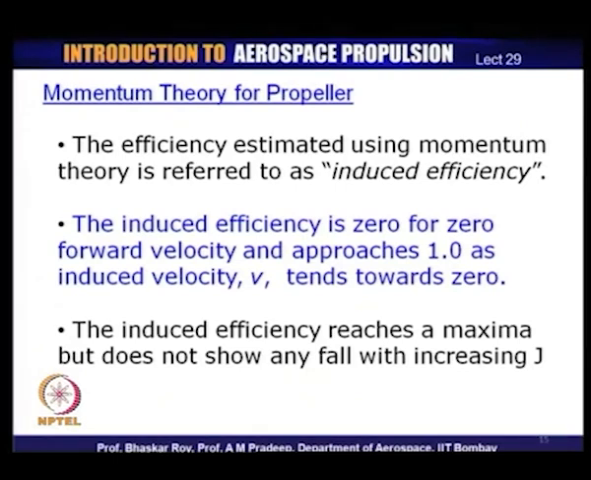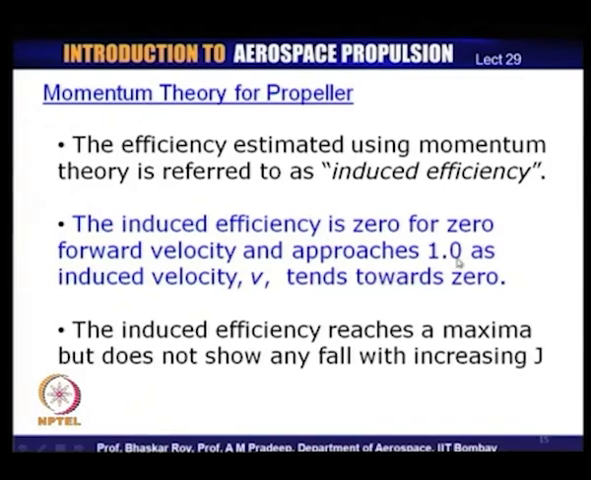Now, this is a bit of a dichotomy which appears over here: induced efficiency would be shown as 0 by this theory for 0 forward velocity, which is how you take off. At the start of the takeoff run, the aircraft has no velocity, the propeller has no forward velocity, but theoretically the induced efficiency there would be shown as 0. So, that is a bit of a singularity which this particular theory shows us.